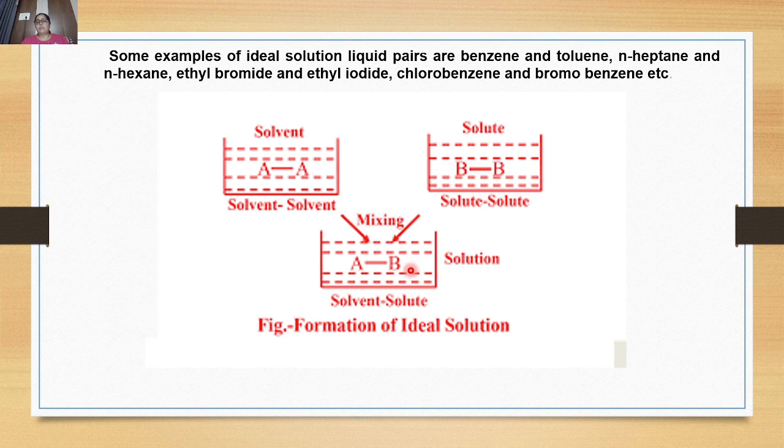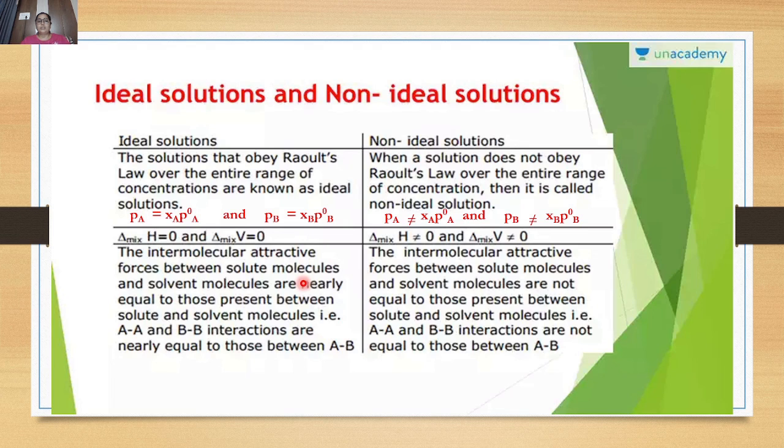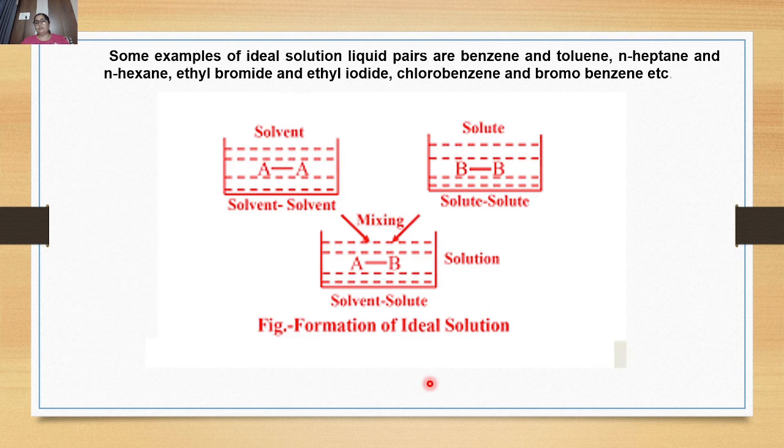But when we mix them, the magnitude of the intermolecular force in A and B is nearly same as that was in case of the pure solute and pure solvent. Therefore, there is no change in the enthalpy of mixing or volume of mixing, right? But this is not the case in the non-ideal solution. Here the intermolecular attractive force between the solute and solvent molecules is always greater or lower than that was present in case of pure AA and BB interaction.